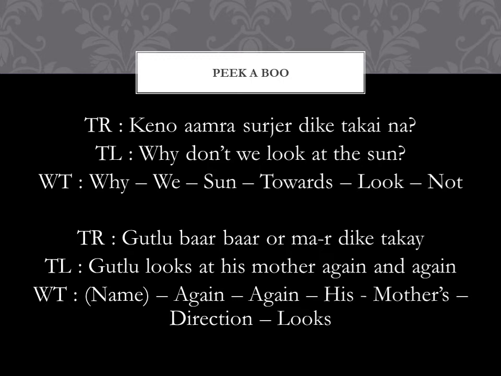The second one is, if you notice the two sentences, there is a certain purpose behind looking or not looking at someone. So when we say why don't we look at the sun, it's not like we look at the sun just to look at it. We don't look at the sun because it's dangerous. So it implies that we don't look at the sun directly, so there's a purpose behind not looking at it.